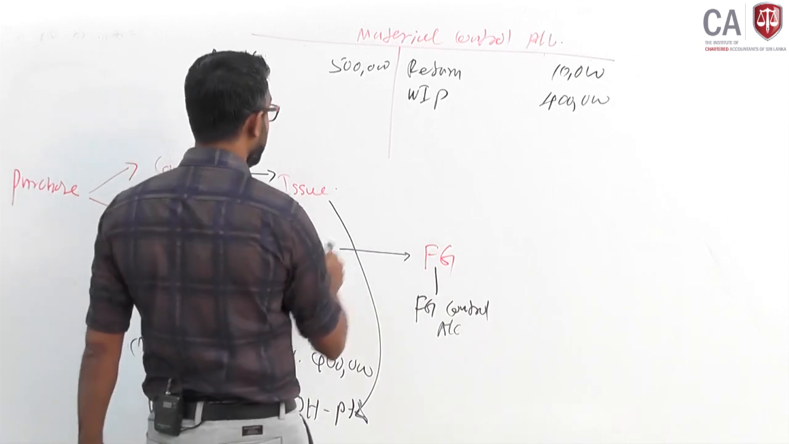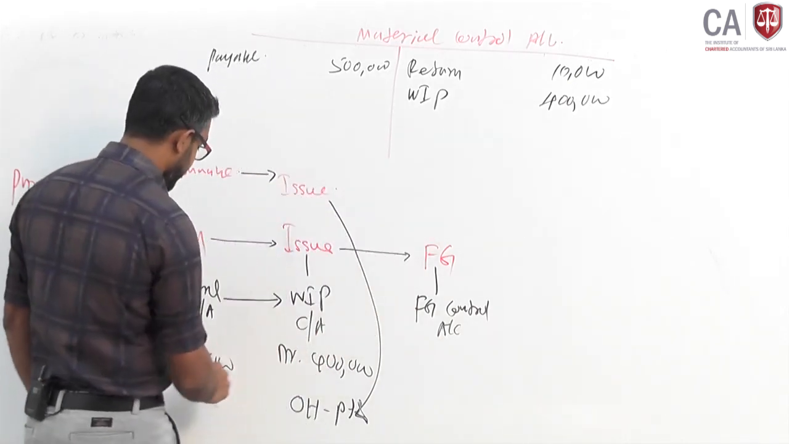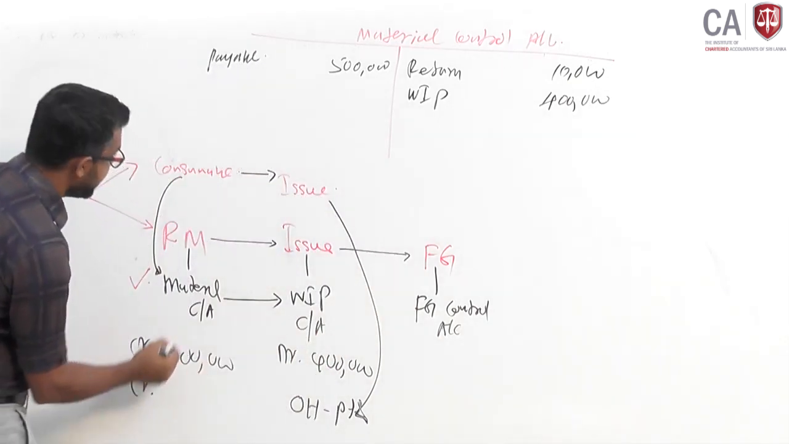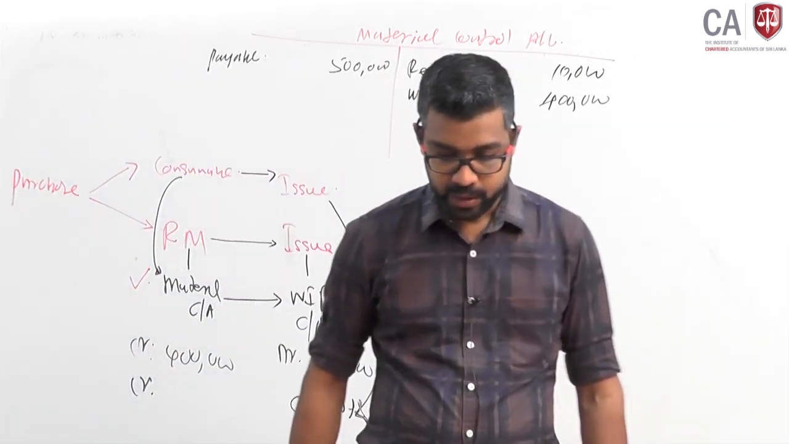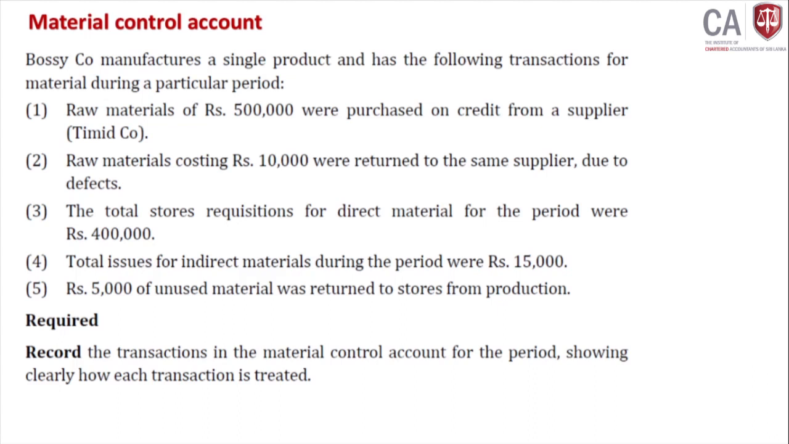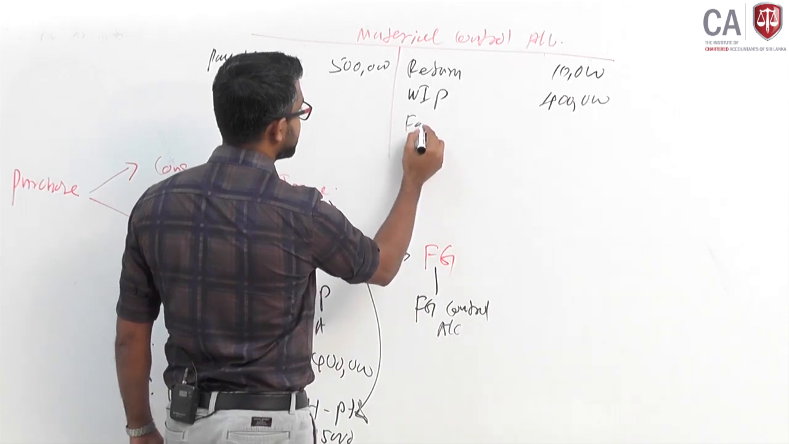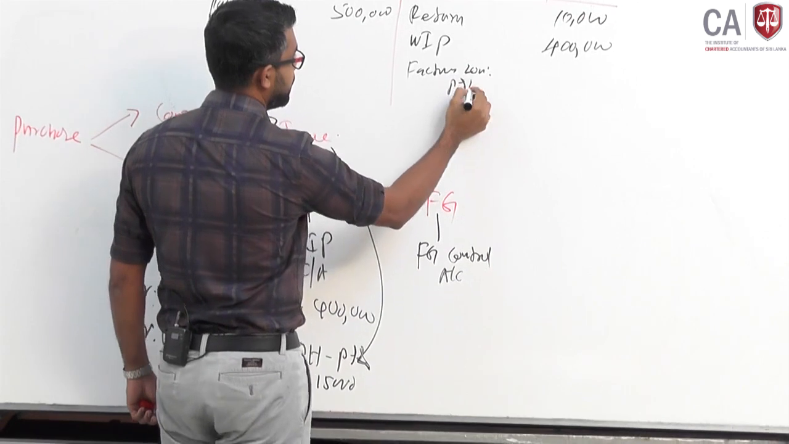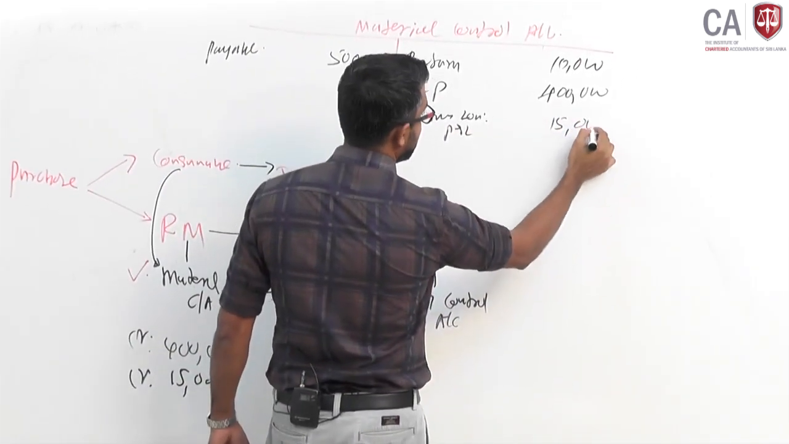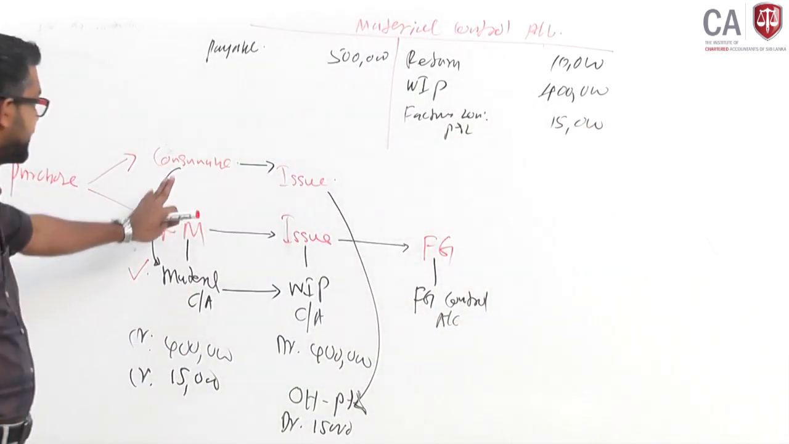Factory consumable. Here, credit inventory, credit material consumable, same account. How much? 15,000. And debit overhead 15,000, factory consumables, P&L, 15,000. Understand this, right?